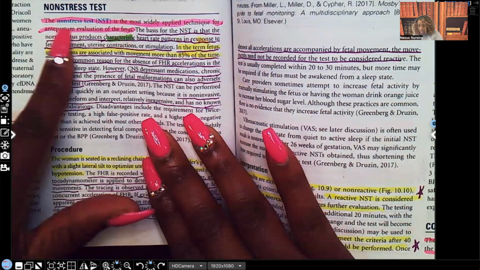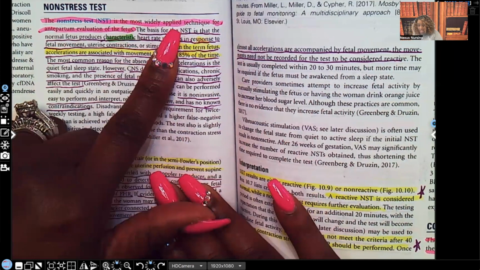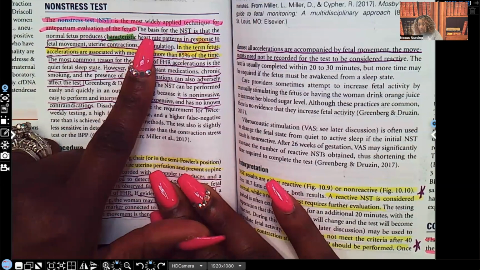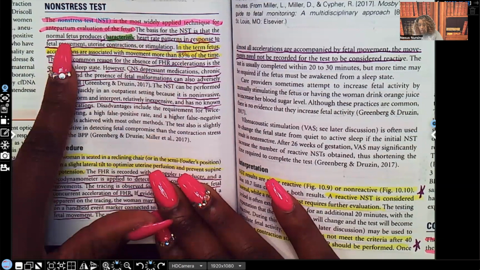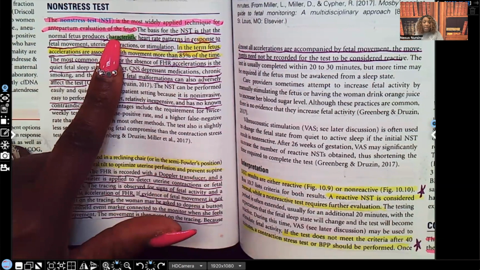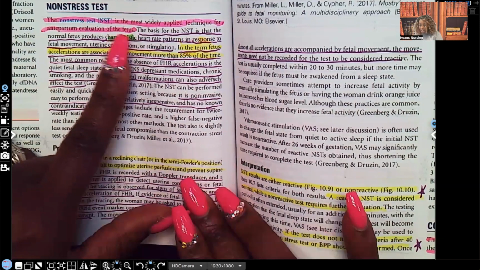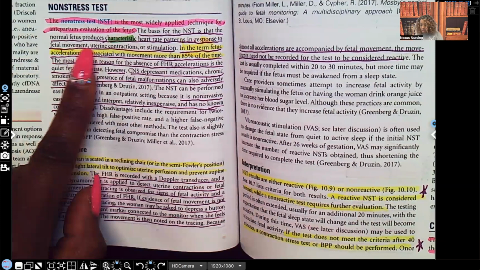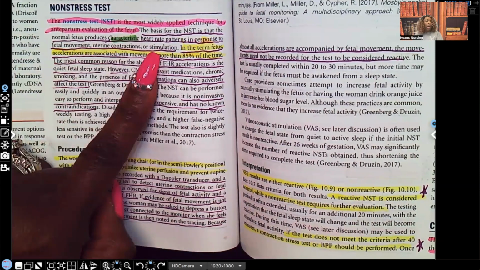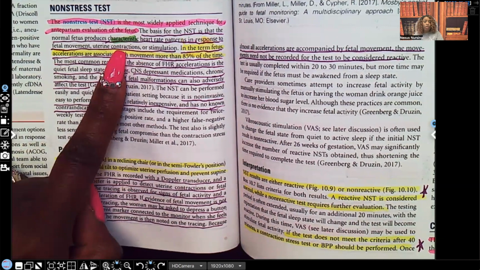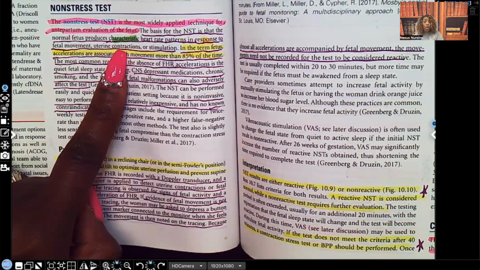It says the non-stress test is the most widely applied technique for antepartum evaluation of the fetus. The basis for the non-stress test is that the normal fetus produces characteristic, that means things that we should be seeing, characteristic heart rate patterns in response to fetal movement, uterine contractions, or stimulation. Let me be clear, guys. You see these three? What should we see happening? We should see accelerations. We should see the heart rate go up.